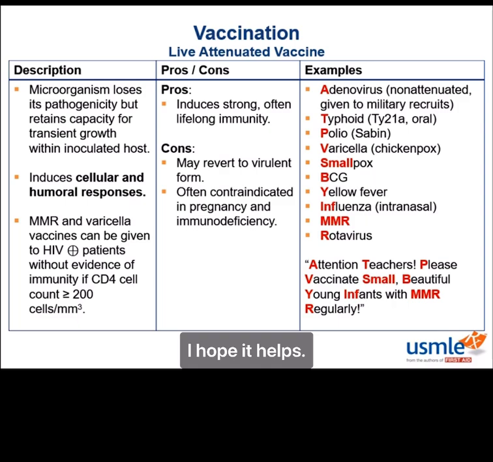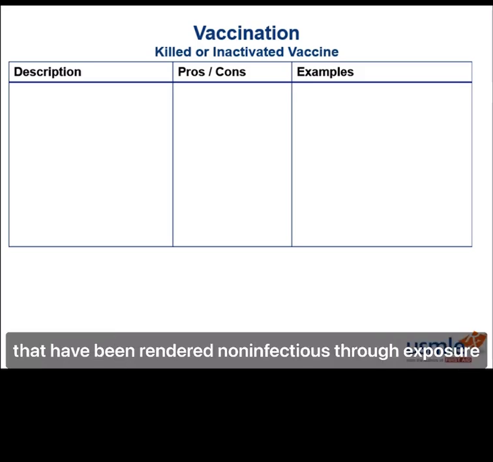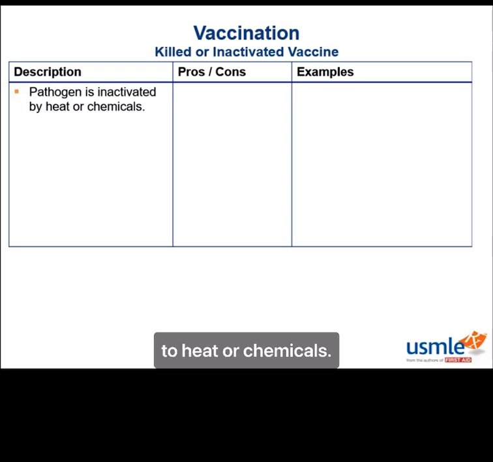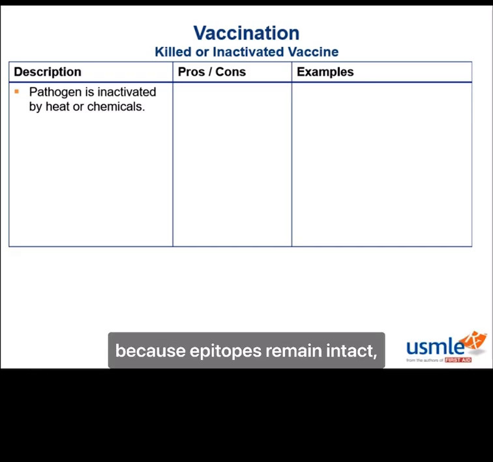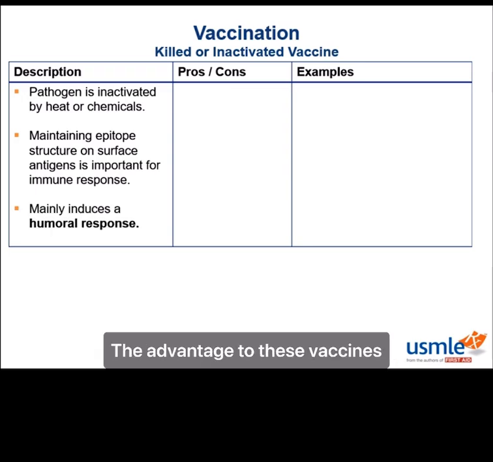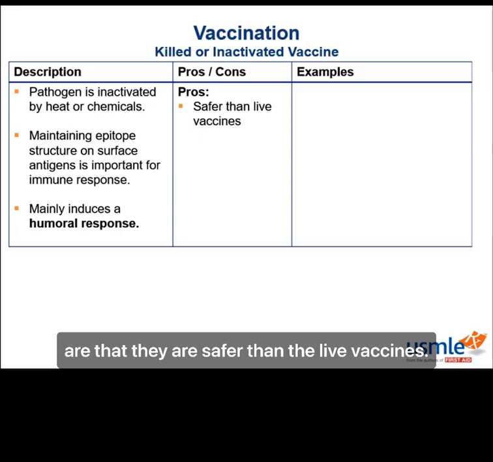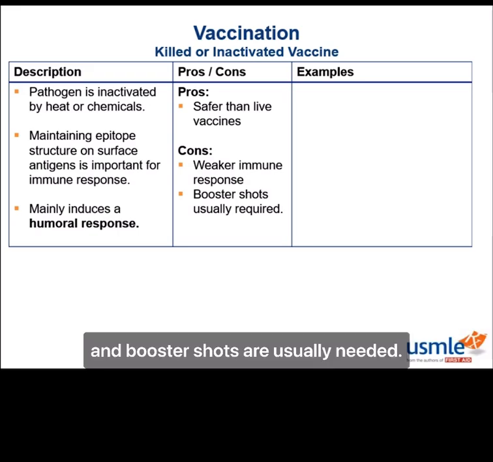I hope it helps. Now, next up, we have the killed or inactivated vaccines. They make use of viral particles that have been rendered non-infectious through exposure to heat or chemicals, though it can still induce an active immune response because epitopes remain intact, and this response is mainly humoral. The advantage to these vaccines is that they are safer than the live vaccines, but the downside is that it creates a weaker immune response, and booster shots are usually needed.